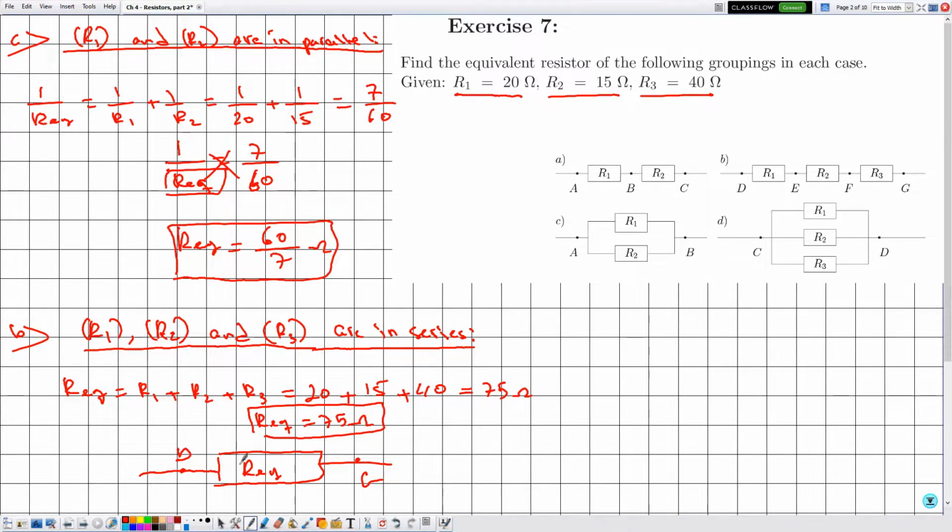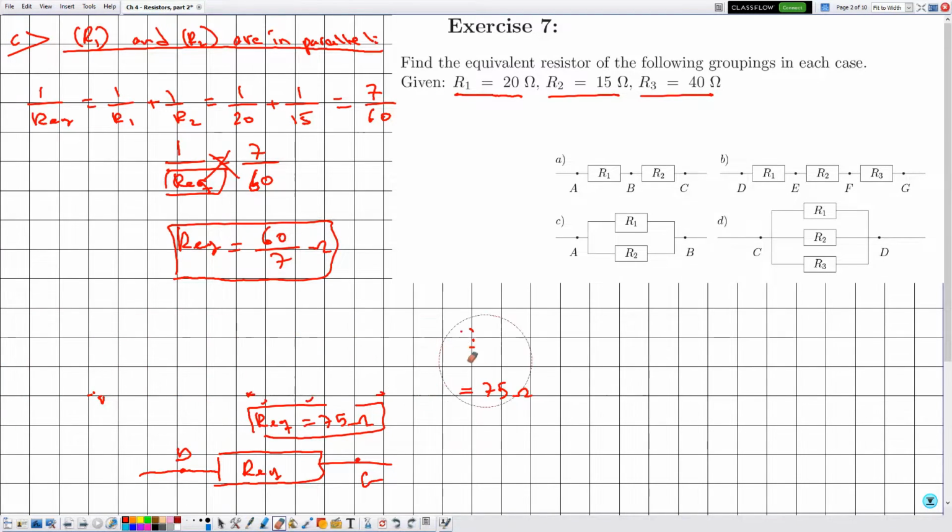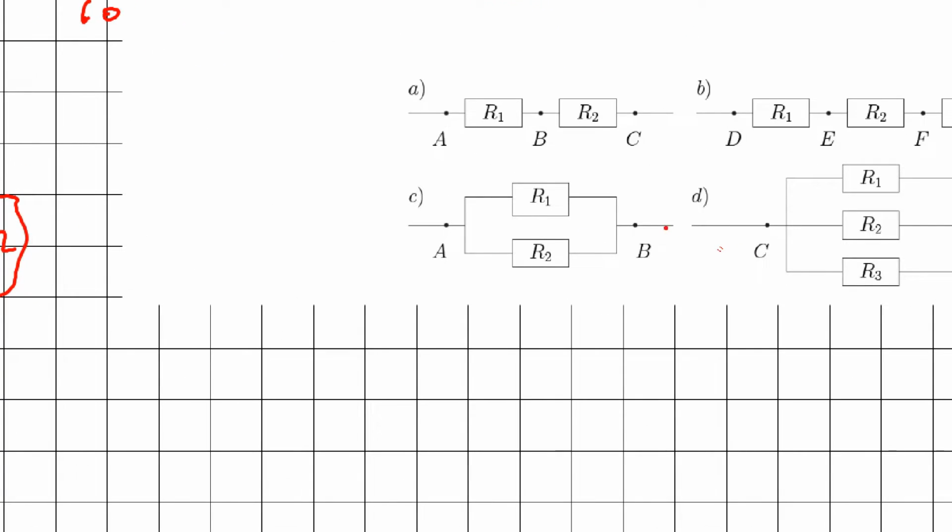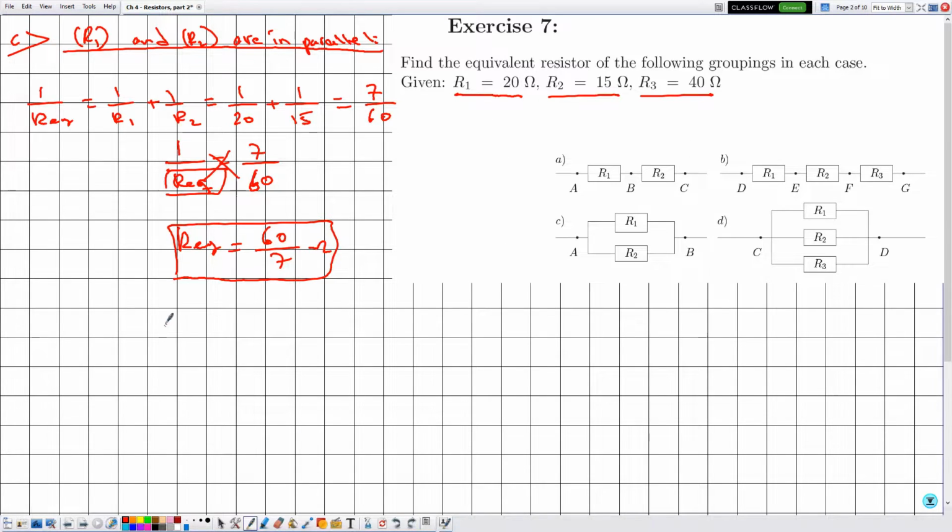And as we have said that whenever we calculate an equivalent resistor, we need to represent this resistor in the grouping instead of the grouping or in the electric circuit. So here all the terminals will be present, nothing will disappear. So R equivalent of value R equivalent is equal to 60 divided by 7 ohms replaces R1 and R2 across the terminals A and B.